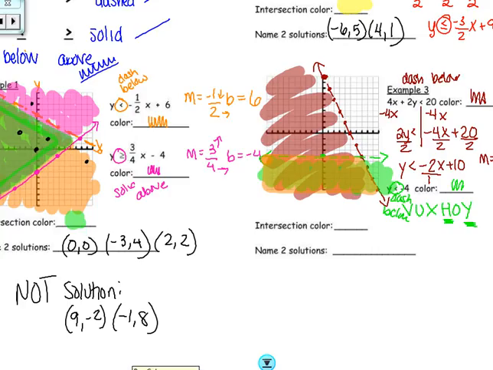And naming two solutions could be any point where they overlap. So 0, negative 5 is a solution. 3, negative 10 is a solution. Because you name your points, remember, x, y. So over on the x, how far up and down on the y?